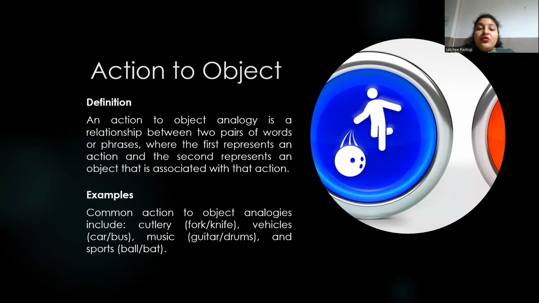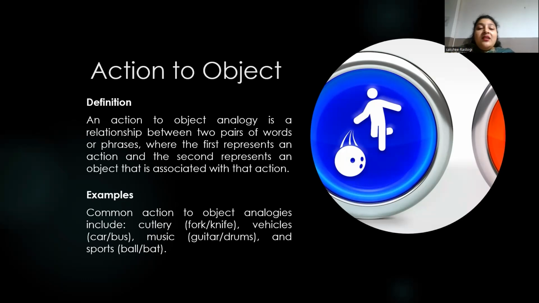The analogy helps to identify the relationship between the action and the object and how the object is affected by the action. The action to object analogy is a useful tool for understanding the relationships between action and object, identifying the object that is affected by an action, developing critical thinking and problem solving skills, and improving vocabulary and language skills.